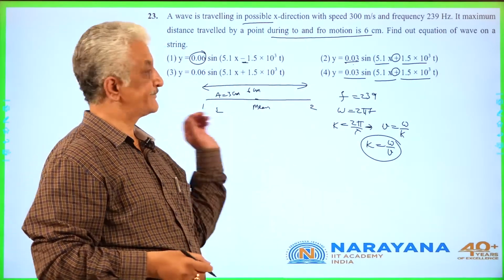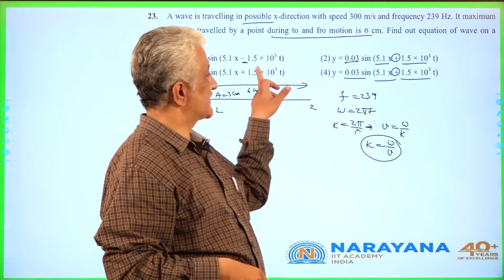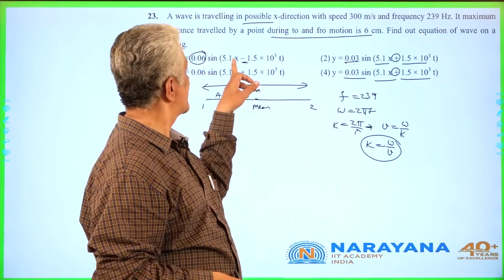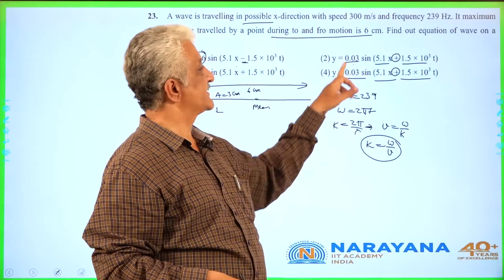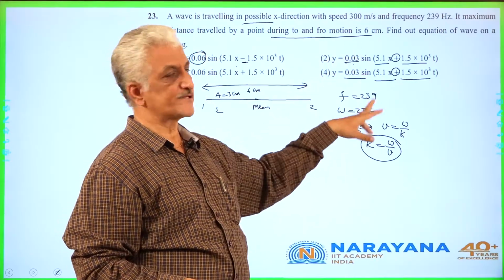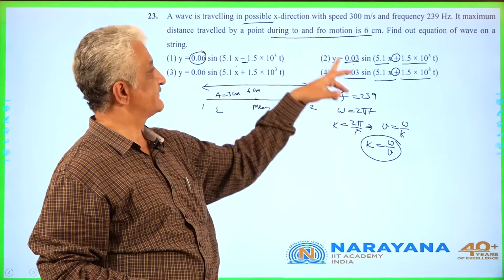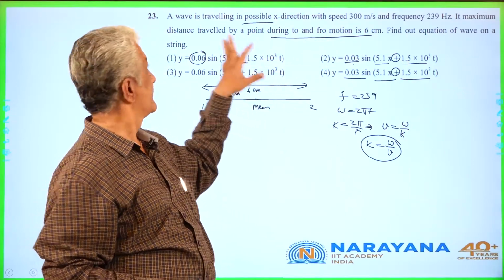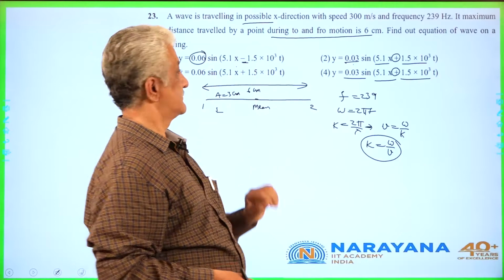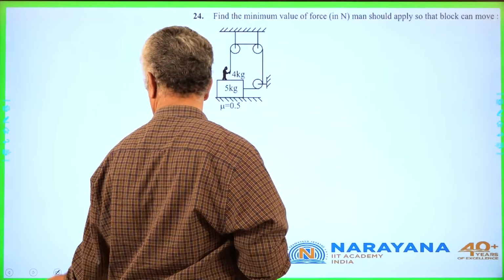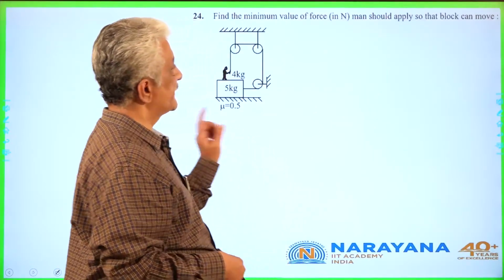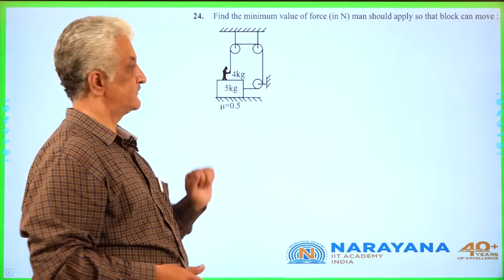But the only problem is that, being a memory-based question, students did not give it correctly. So definitely there should be a minus sign and it should be with 0.03. Definitely, out of these two, one should be correct with a proper minus sign. So maybe this answer will get the correct answer in the final key. 23rd, again an easy problem. 24th also, a very lengthy question.